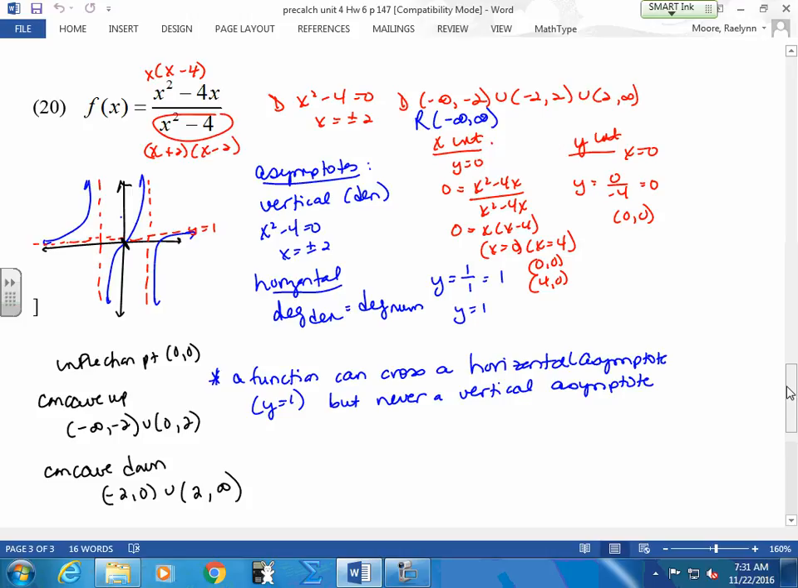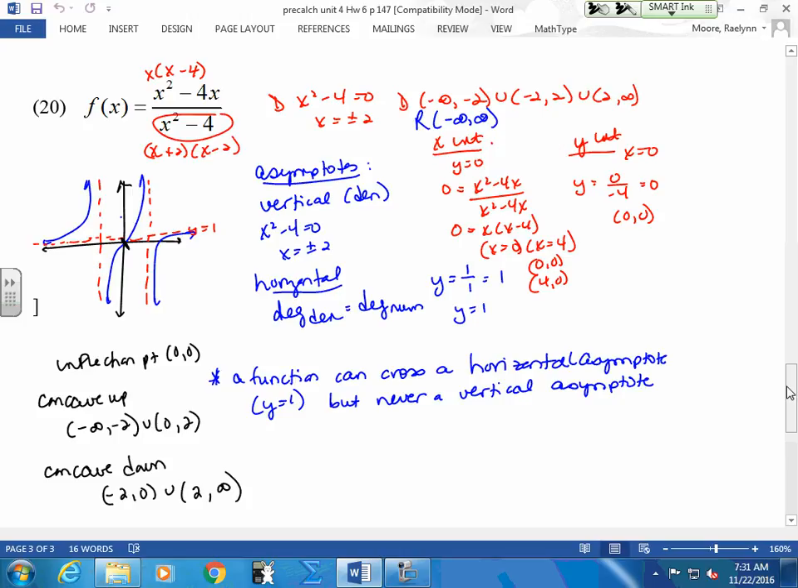This is a good example of it crossing the asymptote. Look at this piece right here. It crossed right over your horizontal asymptote. There's nothing stopping it from crossing. It crosses your horizontal asymptote here. My graph is a little bit off, but right there. Now, it can cross that.